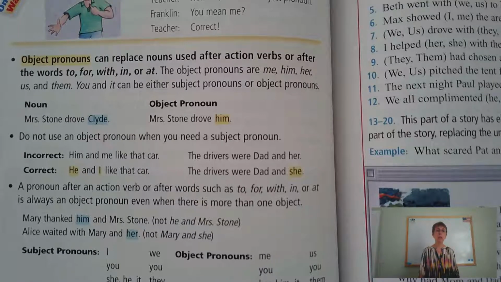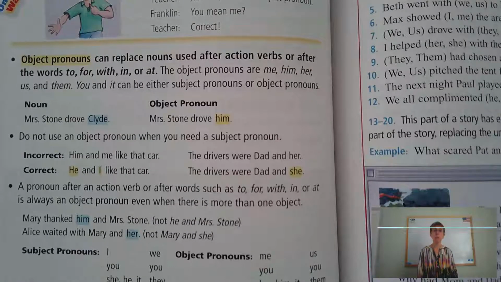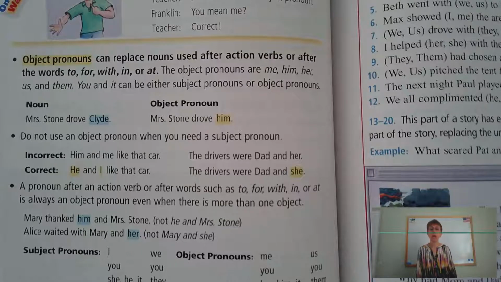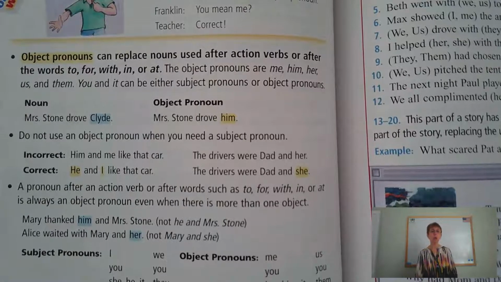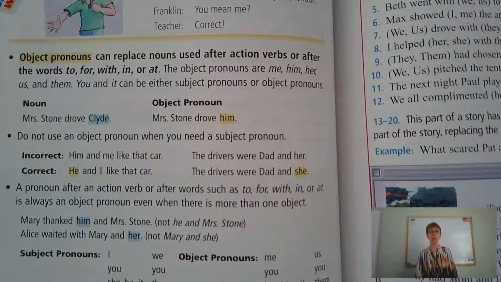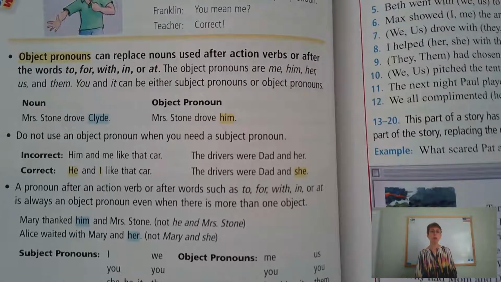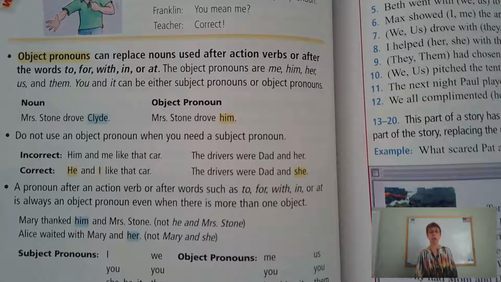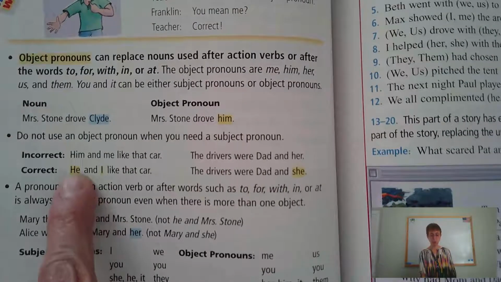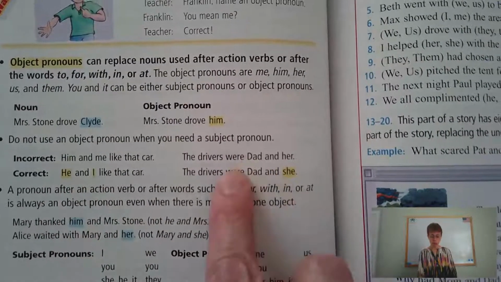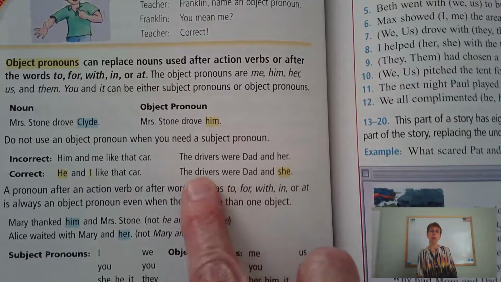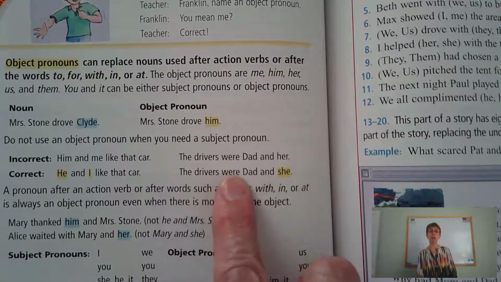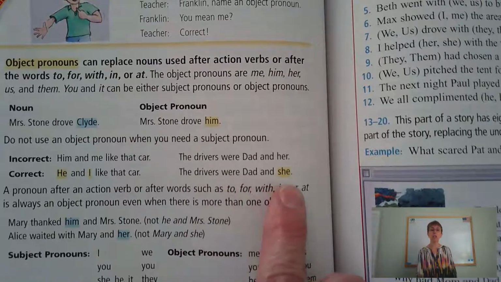An example, Mrs. Stone drove Clyde. Mrs. Stone drove him. Him is the object pronoun that we can use in place of Clyde. Do not use an object pronoun when you need a subject pronoun. So, for example, we wouldn't say him and me like that car. We would say he and I like that car. We have to use subject pronouns here. And then over here it says the drivers were dad and her. No, in this case we actually need to use the subject pronoun. The drivers were dad and she.